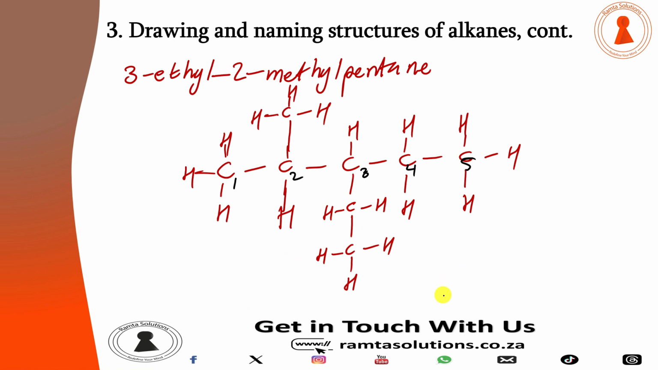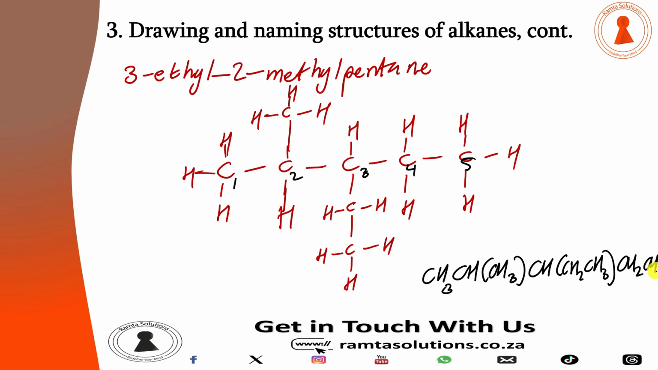What is the condensed structural formula? It is CH3. Can you see it? CH, open bracket, CH3, close, CH, open bracket, CH2, CH3, close, CH2, and then CH3. Sorry, I'm squeezing it. Okay. CH2 and then CH3. Happy? This is your 3-ethyl 2-methyl pentane. Happy? Perfect.